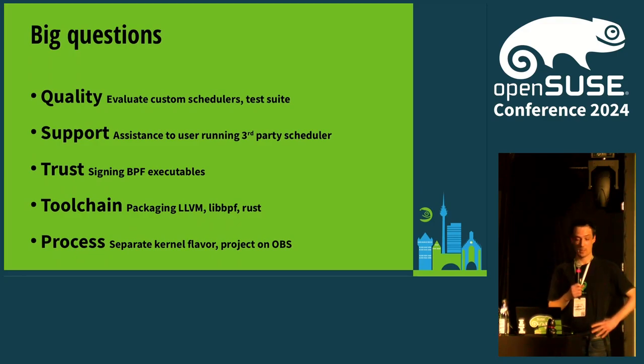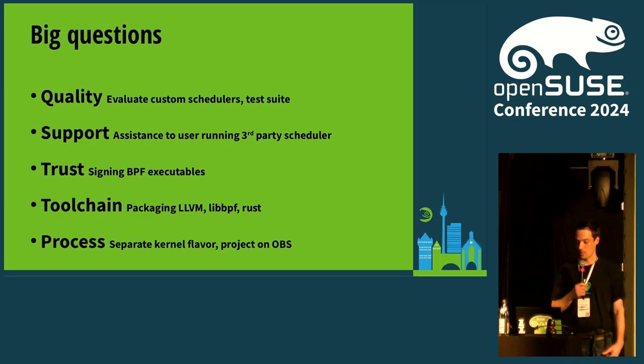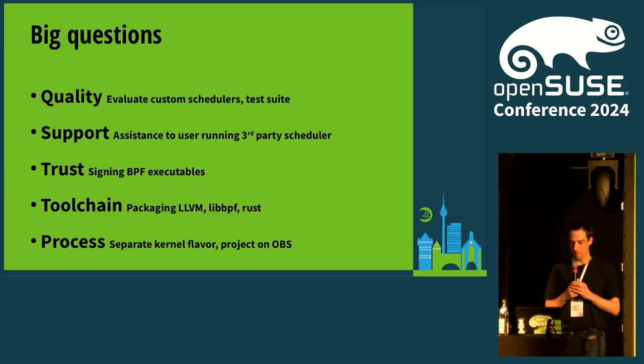I was thinking a separate kernel flavor in Tumbleweed, which is what I'm trying to do. I mean, until there is more traction in this respect, this is an initiative of a few individuals such as myself. So, a freestanding OBS project somewhere. And so those are the items.